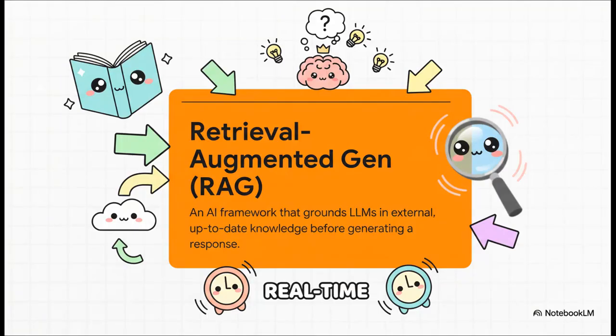And this is where RAG just completely changes the game. It gives the model that open book. So instead of only using its internal memory, a RAG system first goes and looks up relevant, fresh information from an external source, like your company's private documents or a live database. Then it uses that specific information to create an answer. The key here is that this happens in real time for every single question you ask.